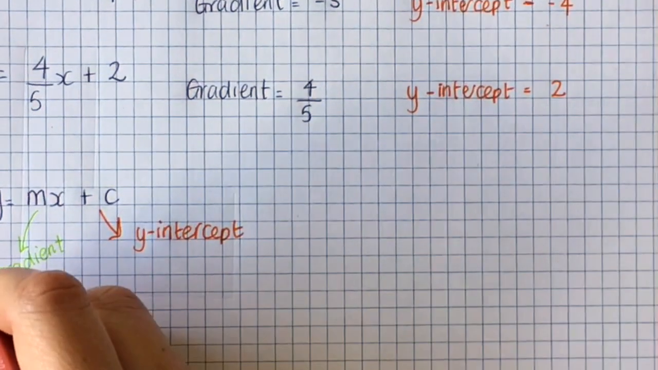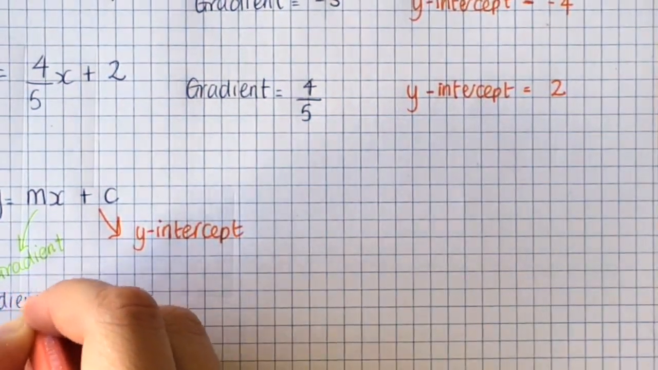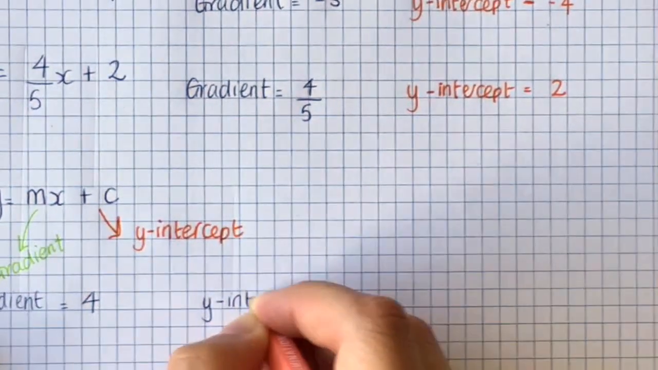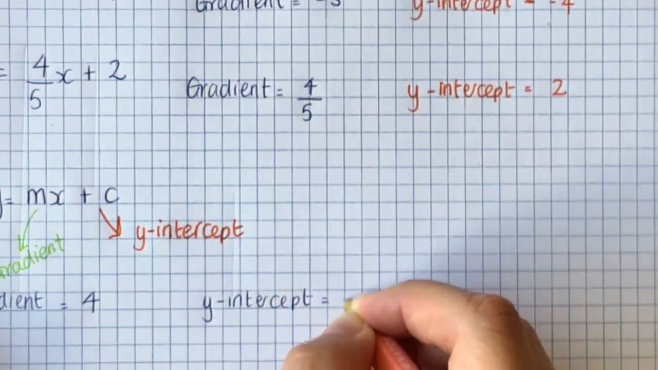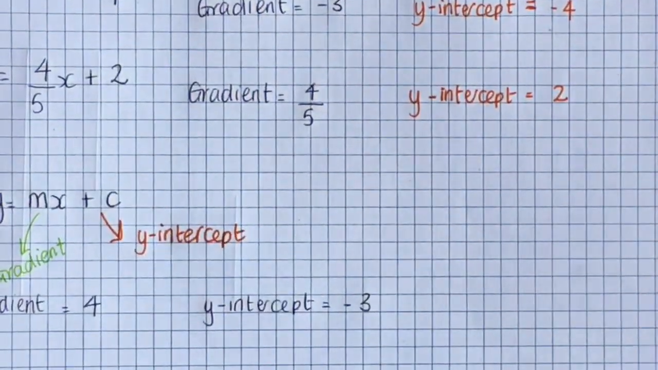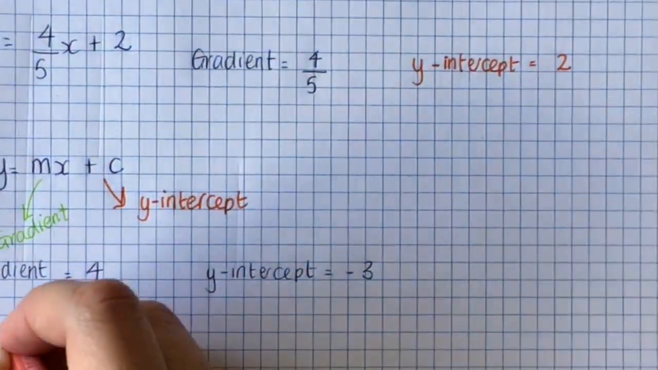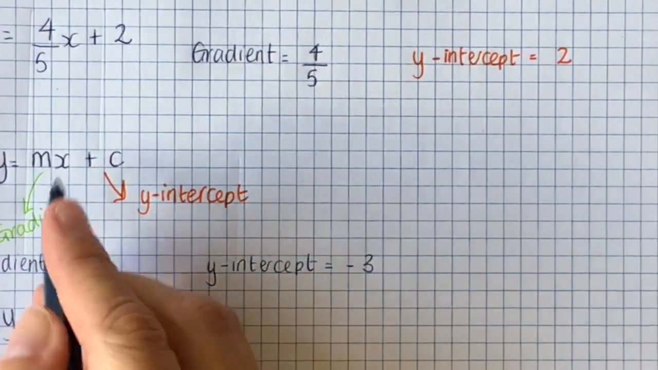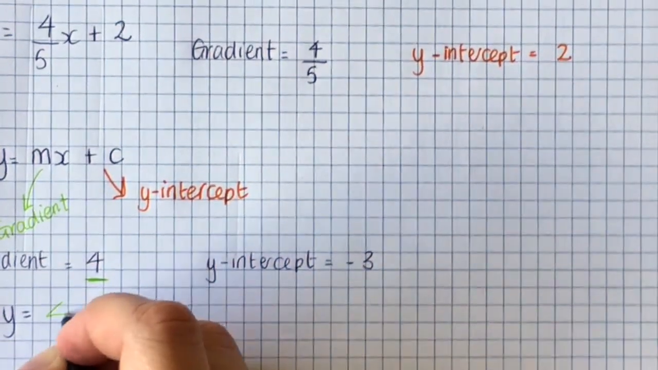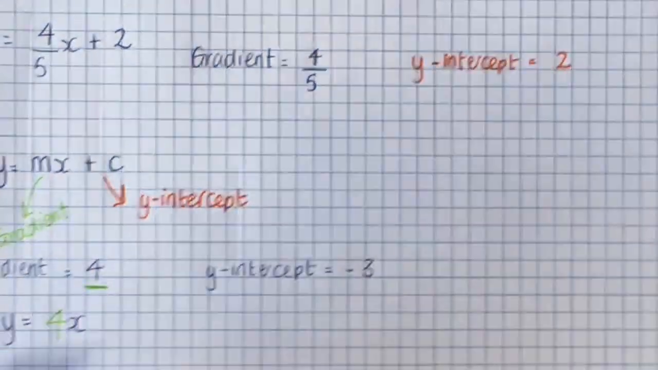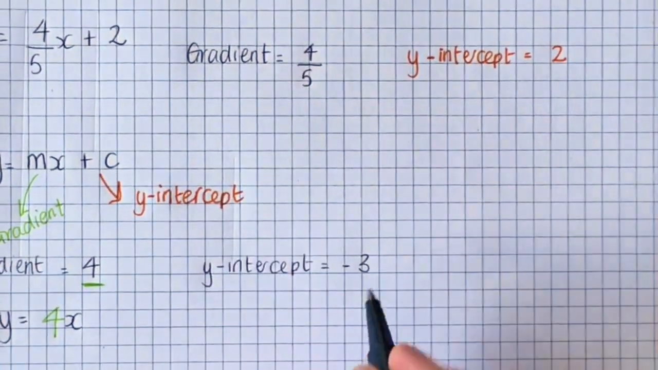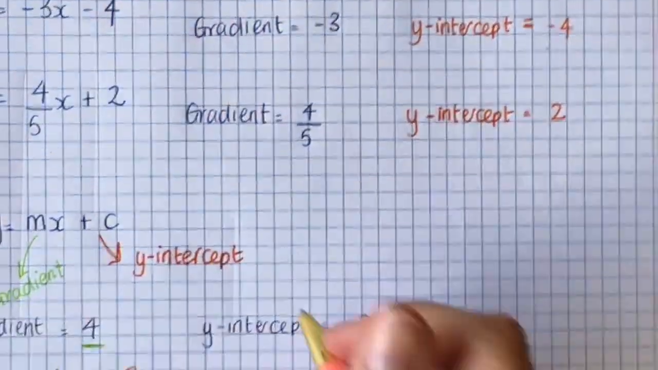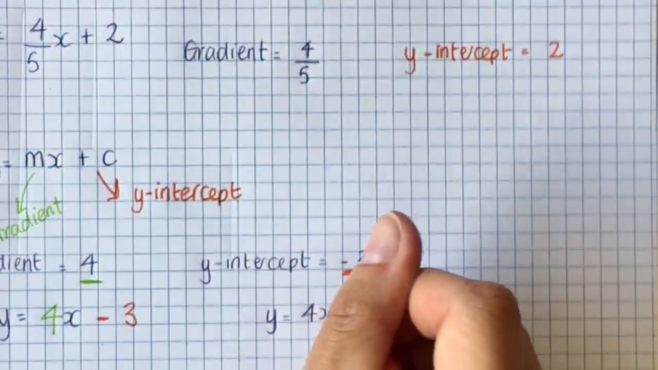So if I told you the gradient of a line was 4 and the y-intercept was negative 3, and I was asked to write the equation of the line, I would write y equals, well, the gradient I'm going to do in green, which is m, so I'd write 4x, and then the next part is the y-intercept, which is this bit here, would be minus 3. So my line is y equals 4x minus 3.